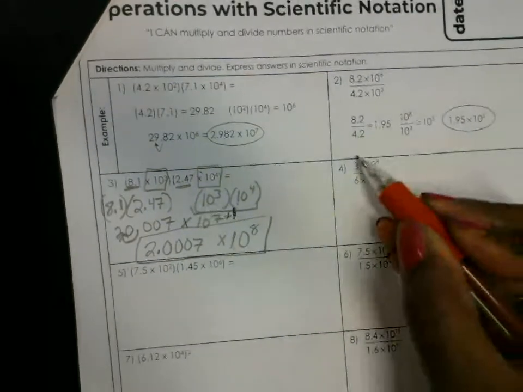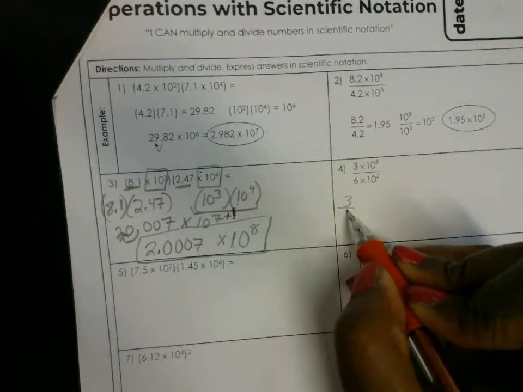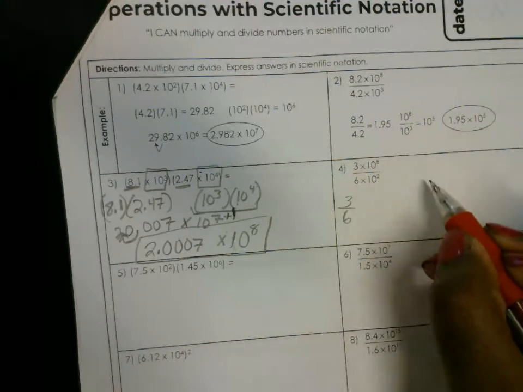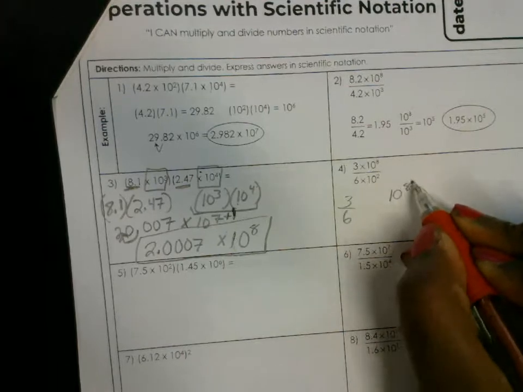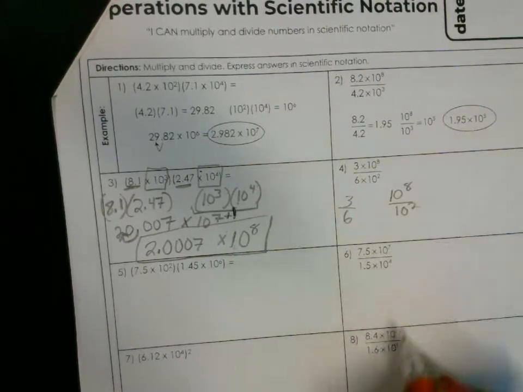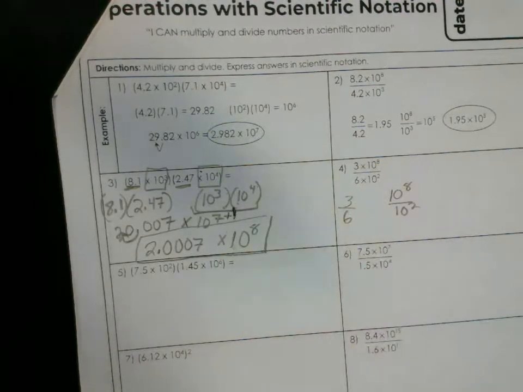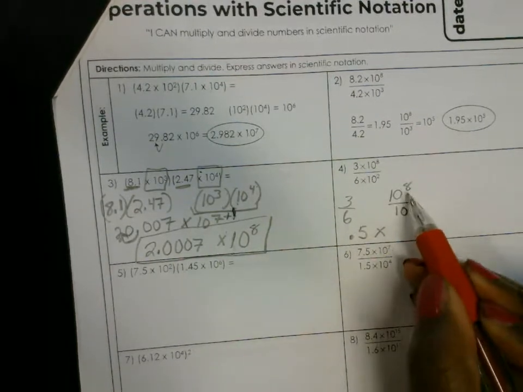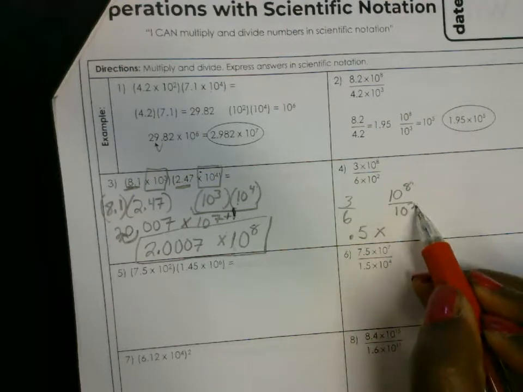We're going to do the same thing here. We're going to divide the numbers. 3 divided by 6. And then we're going to divide the exponents. Okay? We're going to divide the exponents. That is 10 to the 8th divided by 10 to the 2nd. All right, so here, when I divide 3 divided by 6, that gives me 0.5. So I have 0.5 here, times, when you divide exponents, you're subtracting the exponents, okay?